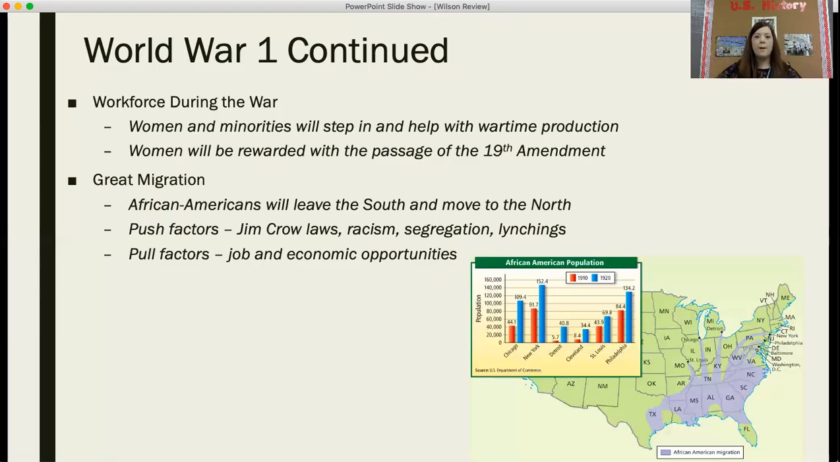Okay, we have to remember push factors. What's pushing them out of the South? Why are they leaving the South? Jim Crow laws, racism, segregation, lynchings. Okay, remember our pull factors. What's pulling them to the North? Job opportunities, economic opportunities, cultural opportunities. Remember, once they got to the North, we are going to see a lot of race riots. Y'all remember watching the video about Red Summer, how the race riots started in Chicago on the beach.